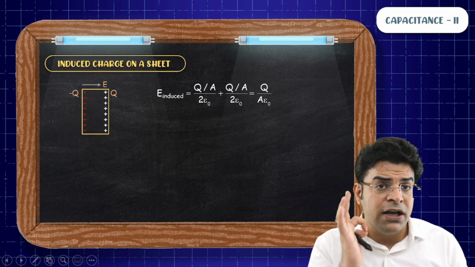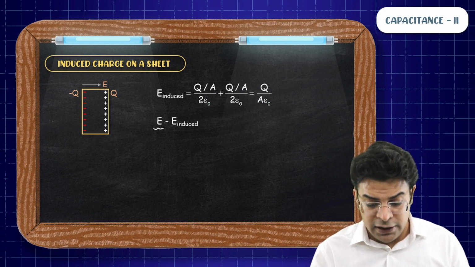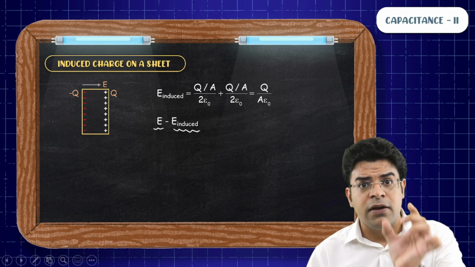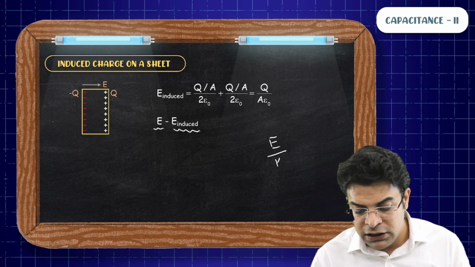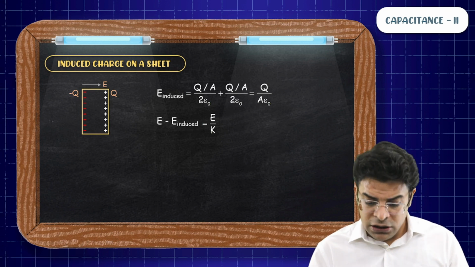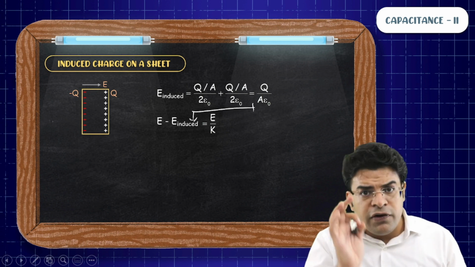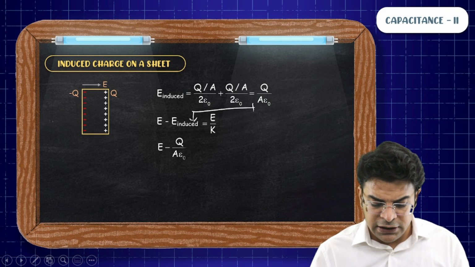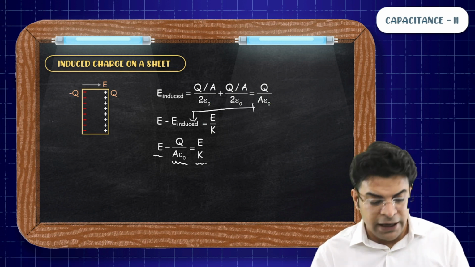We know that the net electric field inside will be nothing but the electric field applied minus the electric field induced. And we know that the net electric field inside is nothing but the electric field applied upon the dielectric constant. So this has to be equal to E by K. Now substituting the value of induced electric field, we can find out what will be the charge accumulation on the surface. So substituting the value, we get E minus Q by A epsilon naught equals E by K.